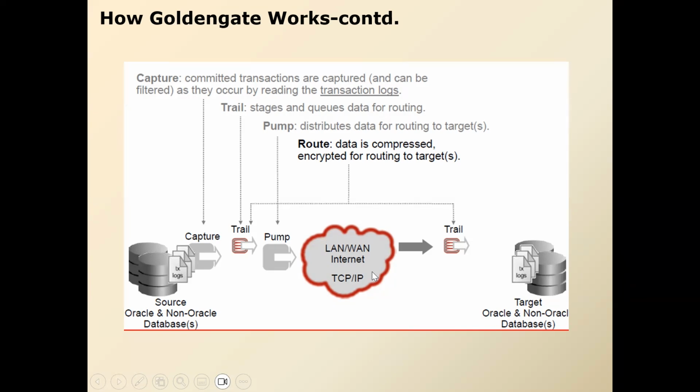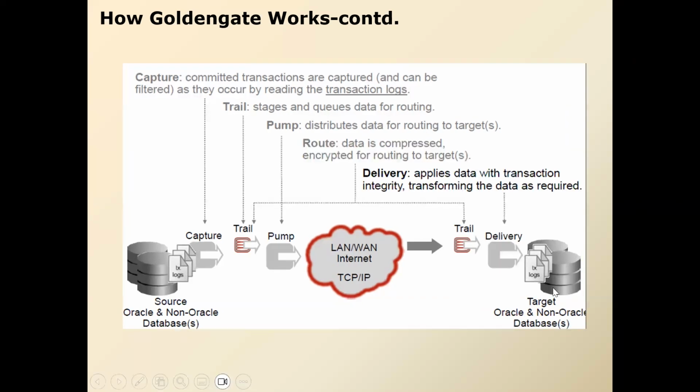Once the data becomes available in the remote trail file, the Replicat process reads the data from the trail and writes it to the target database.